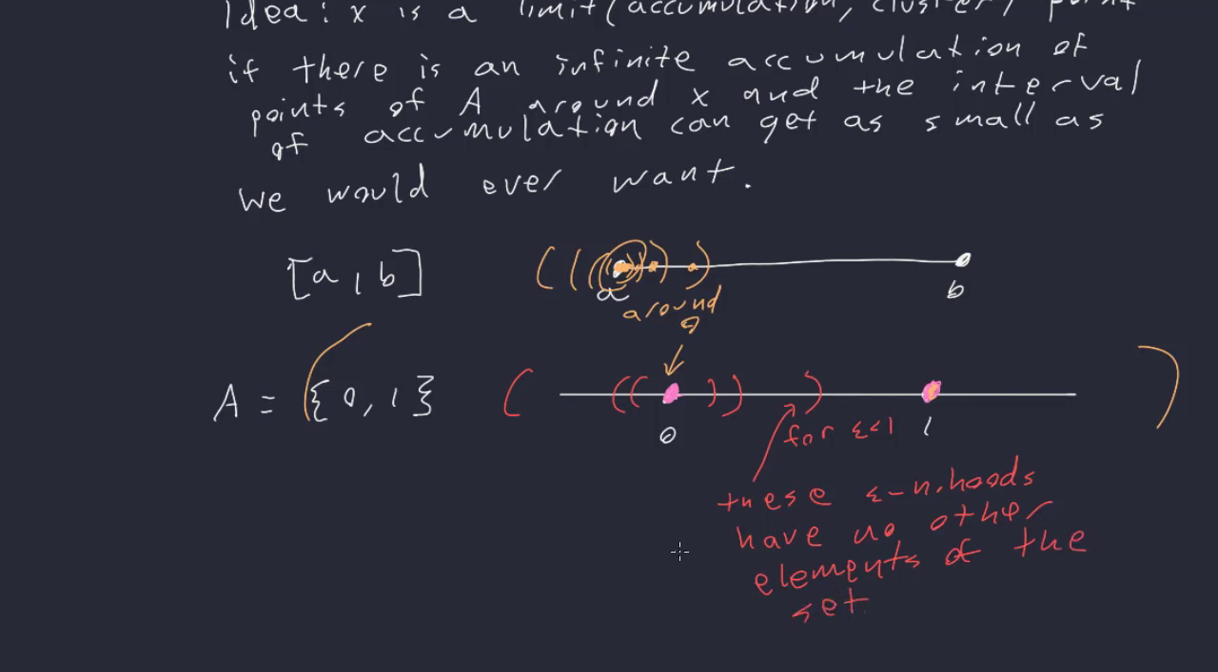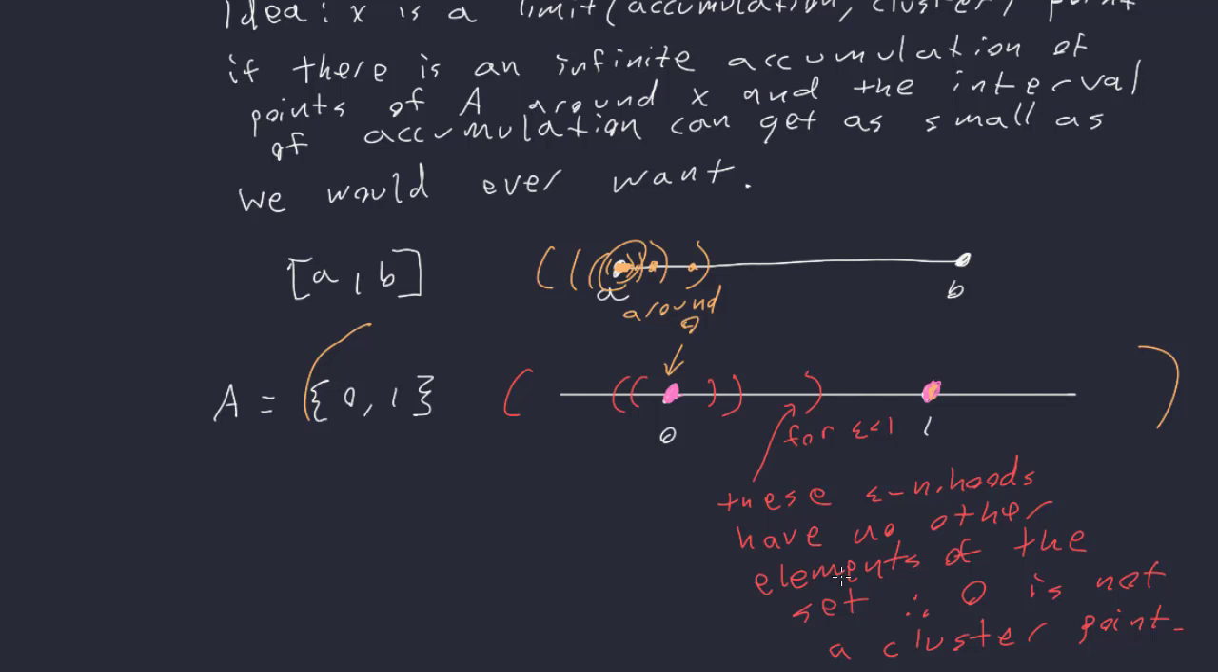Therefore, these epsilon neighbors have no other elements of the set, and therefore 0 is not a cluster point or a limit point. For right now, I think cluster point is the nicer word. In a bit, there's a reason why we call them a limit point, and you might be able to guess why that is.